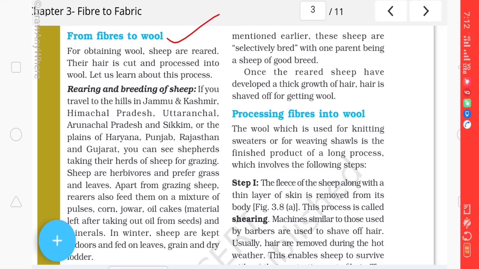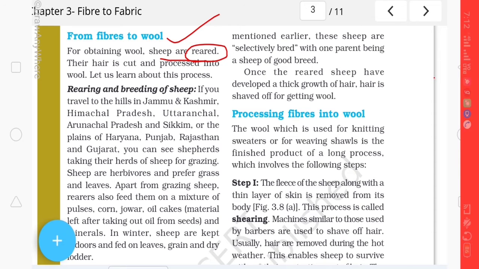Okay, so let's see, for obtaining wool, sheep are reared. Reared means sheep are being taken care of, or brought up, just like we bring up our kids, our child, isn't it? So how the sheep are being taken care of, or how they are being brought up, that is called rearing.